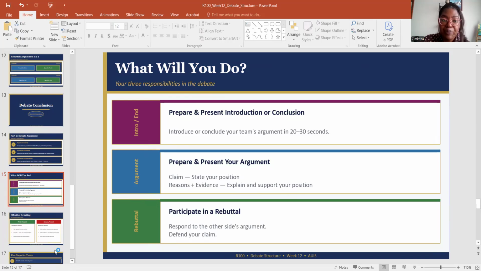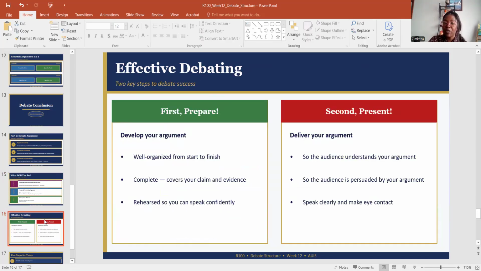So what will you do? You will prepare, all right, and present your introduction or your conclusion. You prepare and present your arguments, and you participate in a rebuttal, all right, to respond to the other person's side. So you prepare and you present your introduction or conclusion, you present your arguments, and you participate in the rebuttal. And I only need 2 people, so it should be 2 people maximum, all right?